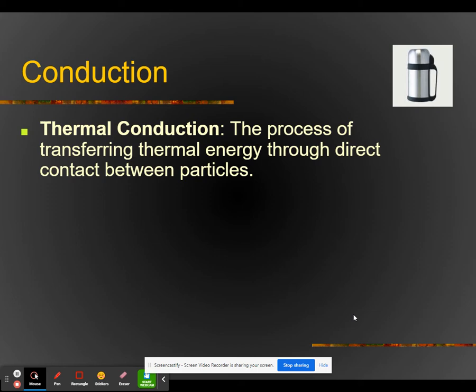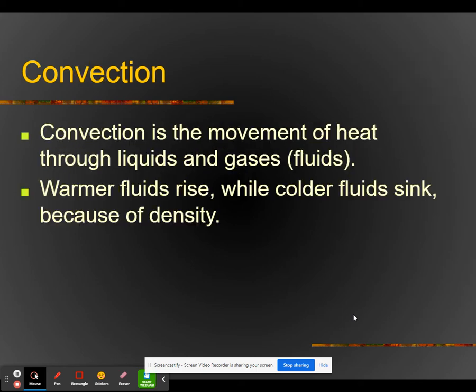So it's like if I have a hot spoon and a cold spoon and I put them together and they're touching, the cooler spoon will warm up and the warmer spoon will get a little colder, because that's conduction. It's transferring heat through direct contact between particles, or sometimes they say particle collisions, but they're actually touching. Then you got the last one called convection.